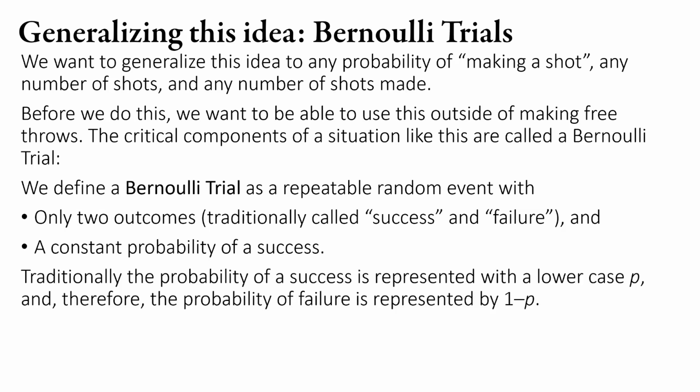Traditionally, we represent the probability of success with the lowercase p, and therefore probability of failure is 1 minus p. So for example, in the free throw case, p was 0.75, because that was the chance of making a free throw, and chance of missing was 1 minus p, 1 minus 0.75.